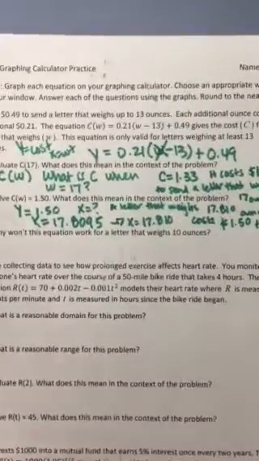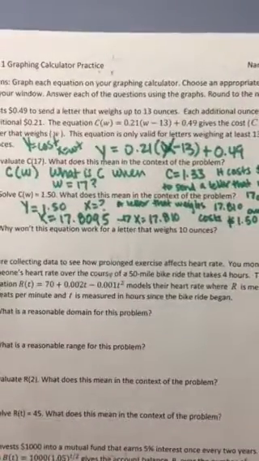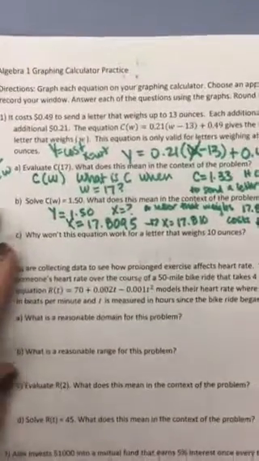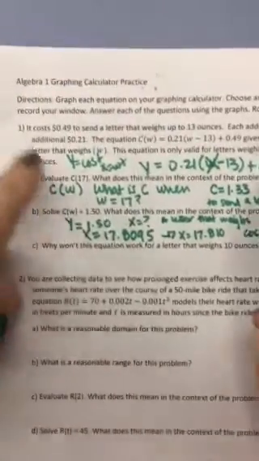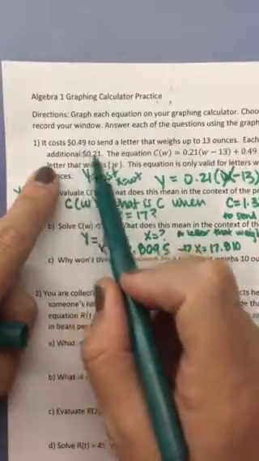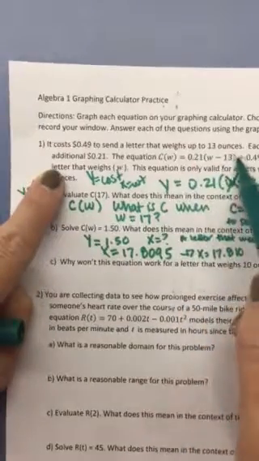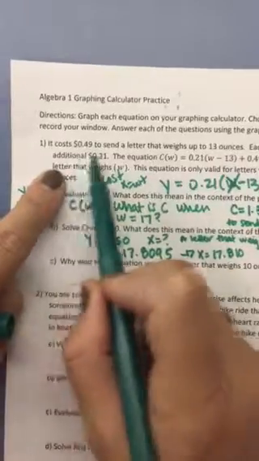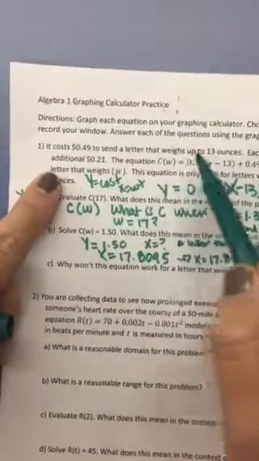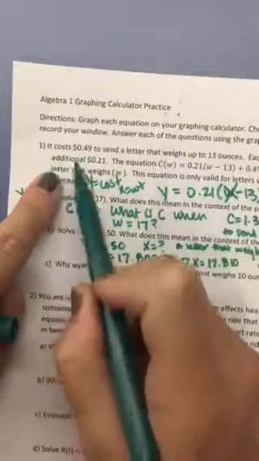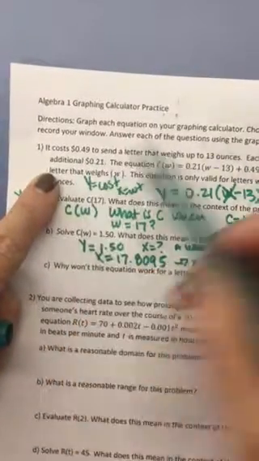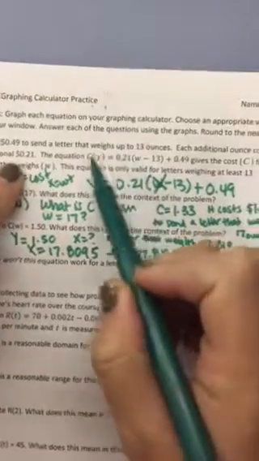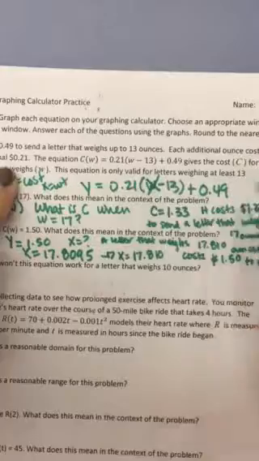The last question is, why won't this equation work for a letter that weighs 10 ounces? If you go back, we don't really need the calculator to think about this. If you reread this, it says that it costs 49 cents to send a letter that weighs up to 13 ounces. So even if the letter weighs like 5 ounces, it's going to cost 49 cents. From weighing almost nothing to 13 ounces, that's just how much it costs. Then each additional ounce costs this. So this equation is really for 13 ounces or greater.